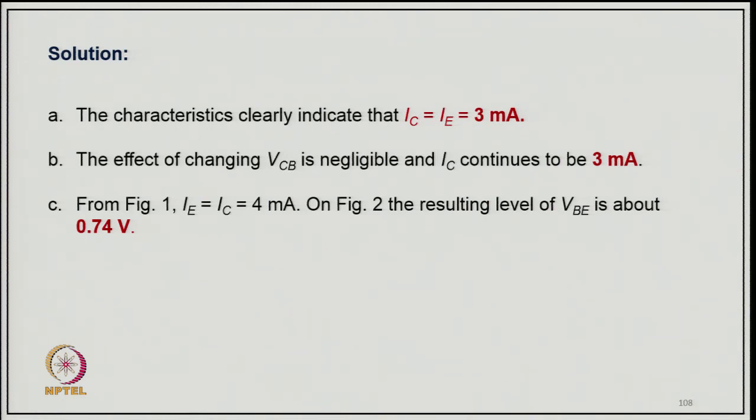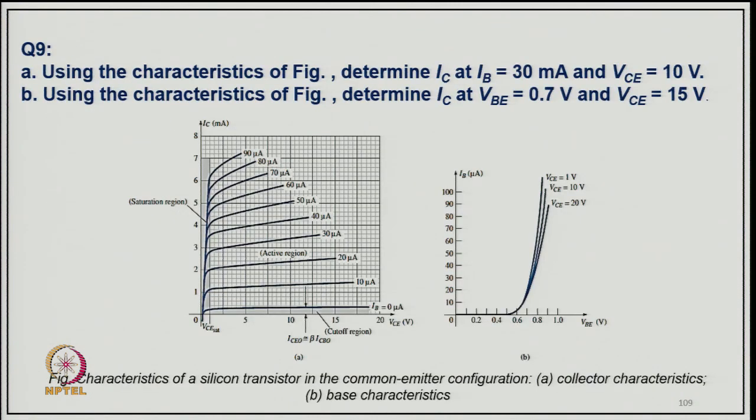From this characteristic, we can typically find out: the characteristic indicates IC equal to IE, that is 3 milliampere, and the effect of changing VCB is negligible, so IC continues to be 3 milliampere. From figure 1, IC is 4 milliampere, and from figure 2, the resulting VBE is 0.74 volt.